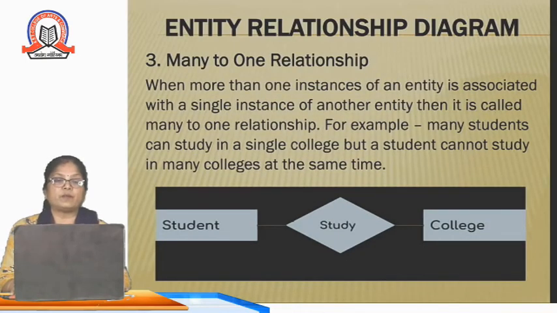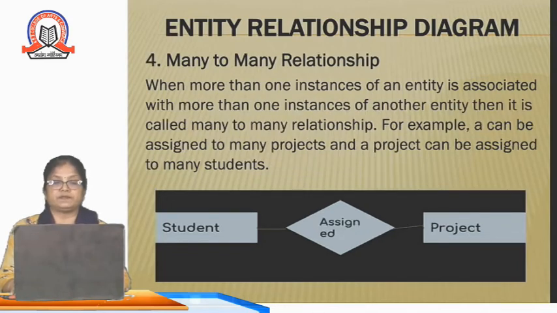Next is the many to one relationship. When more than one instances of an entity is associated with a single instance of another entity, then it is called many to one relationship. For example, many students can study in a college. So this is the example of many to one relationship.